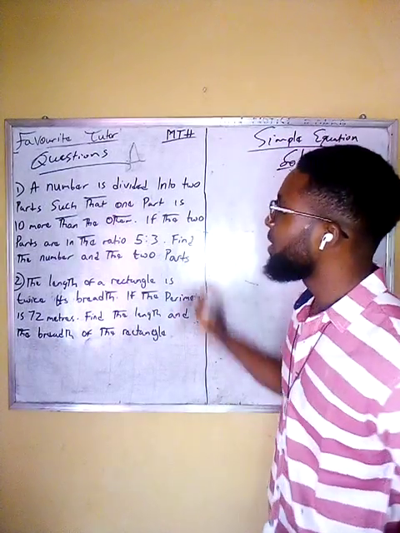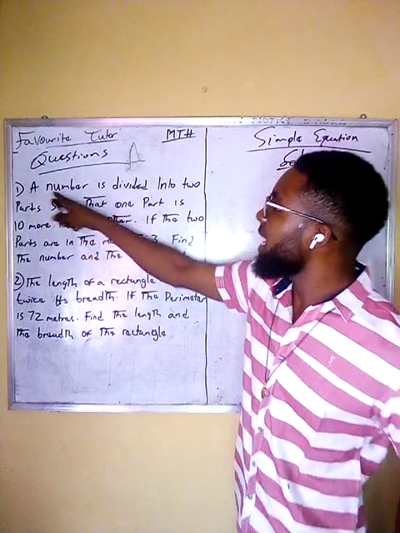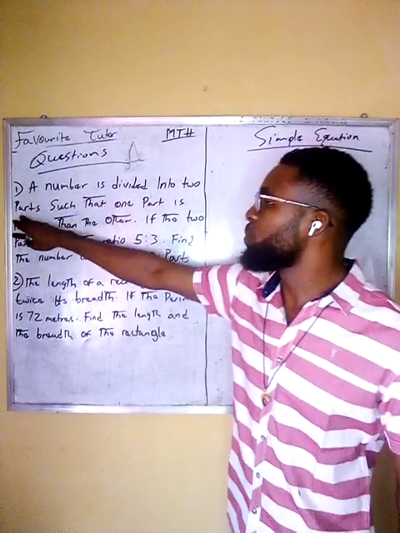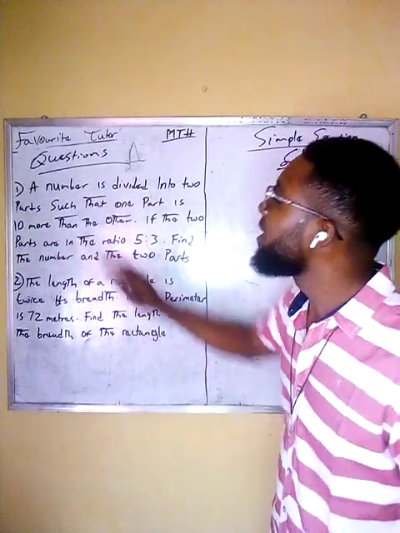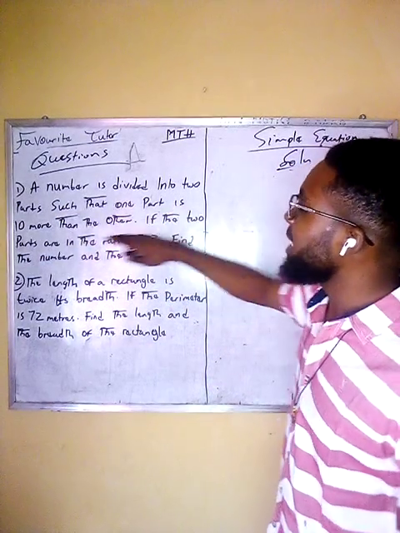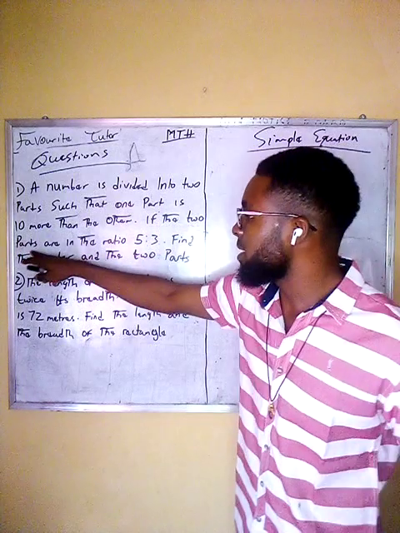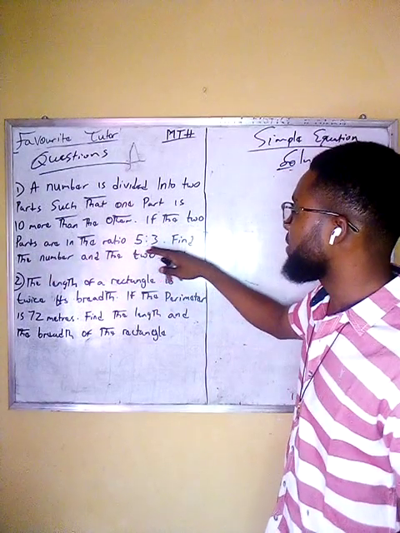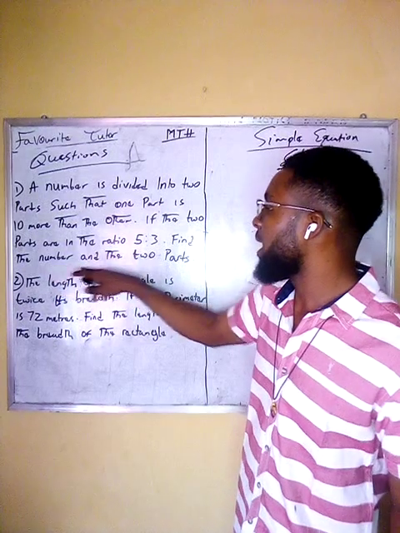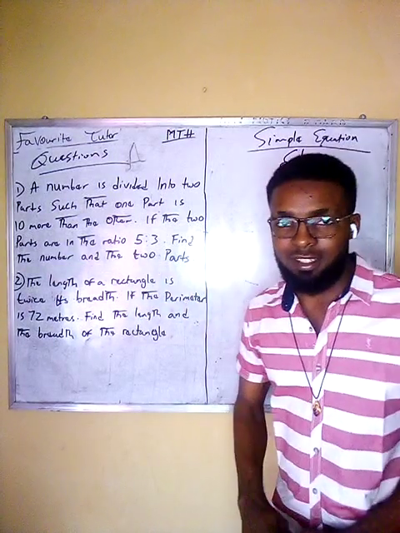Alright, now look at this question. It said a number is divided into two parts. We don't know the number. Such that one part is 10 more than the other. If the two parts are in the ratio 5:3, find the number and the two parts.